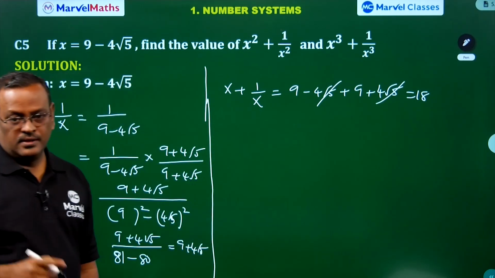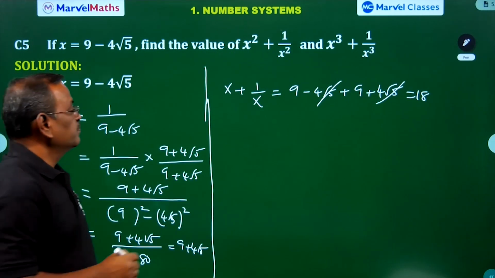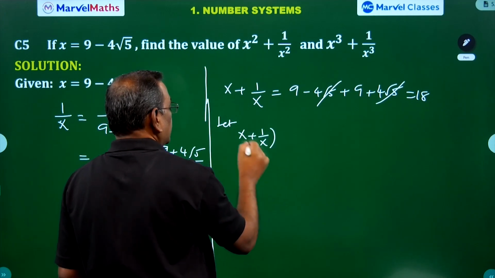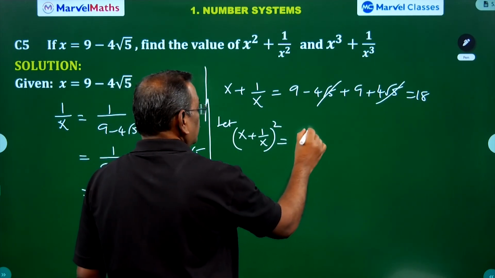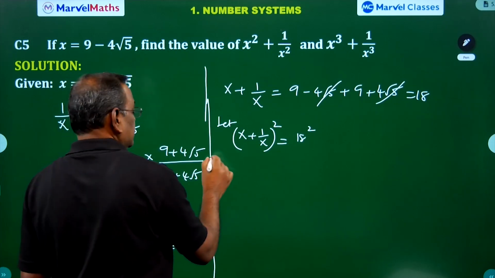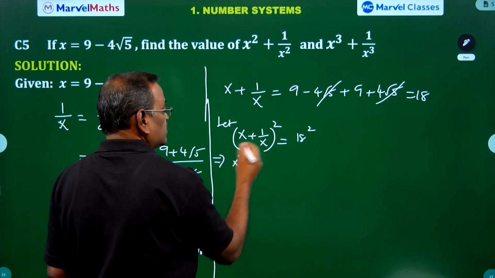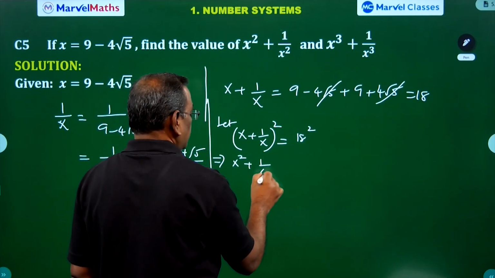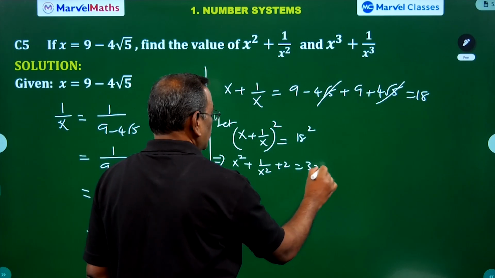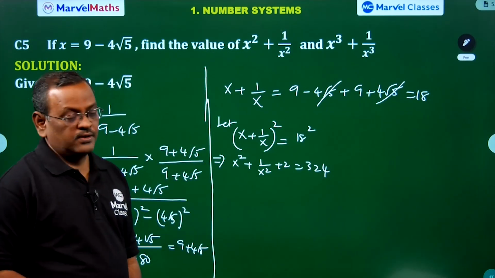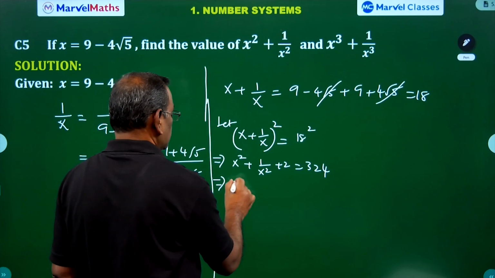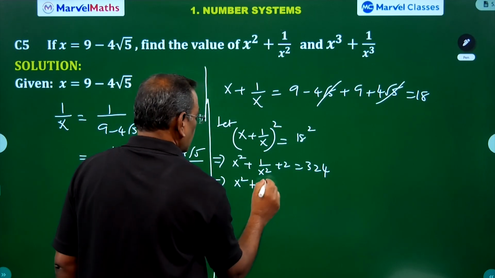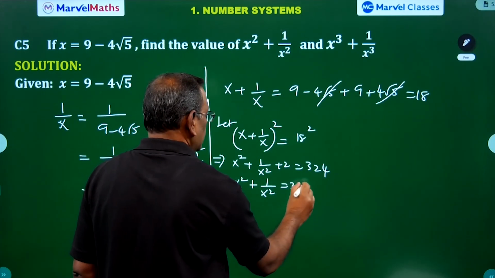Now using this you have to calculate these two. For this, first consider x plus 1 by x the whole square, which is equal to 18 square. So expand this. If you expand, x square, otherwise we have one formula. So I will explain in two ways. x square plus 1 by x square plus 2 equal to 324. 18 square is 324. So x square plus 1 by x square equal to 322.